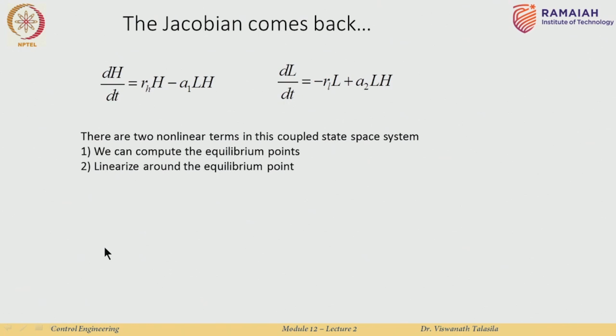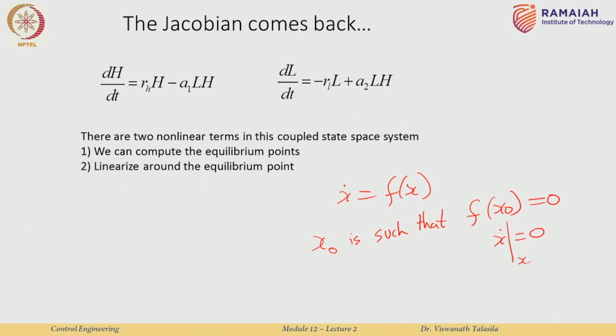So, the way you compute the equilibrium points, we have seen before for a system of the type x dot equal to f of x, an equilibrium point x naught is such that when you evaluate the function f at x naught, it is equal to 0, which is basically saying that x dot equal to 0 when evaluated at x naught. We are going to do the same here, we are going to set each of these equal to 0, and we will see what is the solution of these two equations.